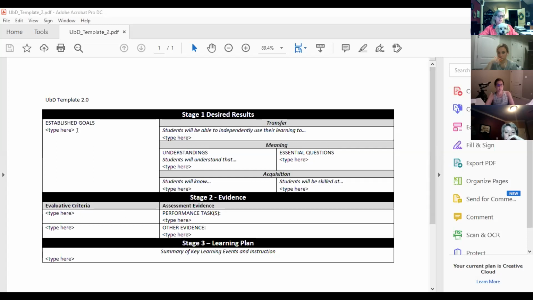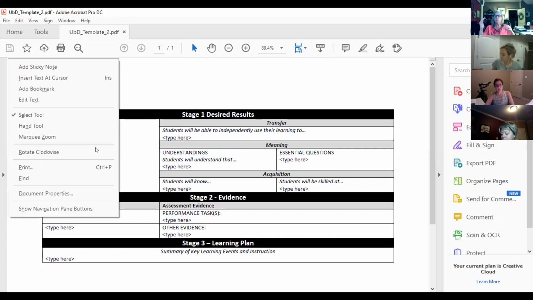So in this particular template, what is your established goal? That's going to be your standard. Now, then you're going to answer these questions. So how will students be able to independently use their learning? Okay. So if my standard was students will be able to add 2-digit numbers with 100% accuracy, how are they going to transfer that learning? So what I want them ideally to be able to do is within a word problem context, students will be able to, and then I'm going to just break it down.